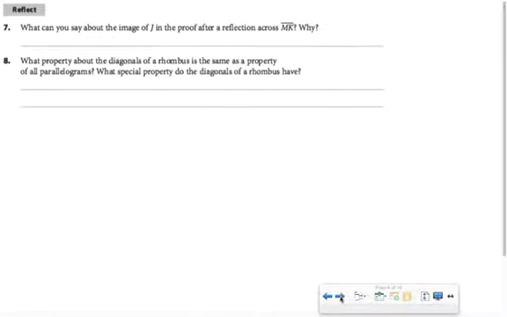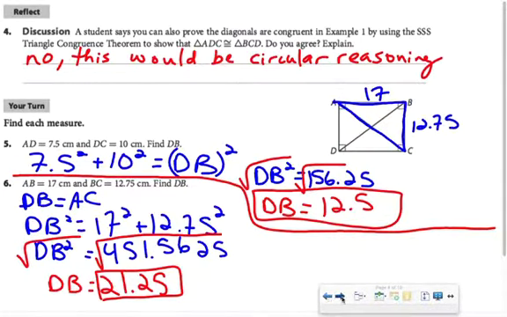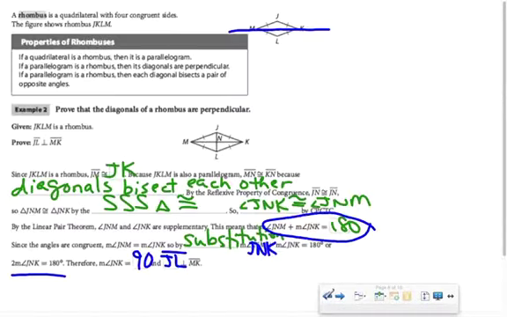What can we say about the image of J in the proof after a reflection across MK? Okay, so in this diagram, if I were to draw the line MK and take J and reflect it over that line, its image would be L. And the reason is that that line is a line of symmetry for this rhombus. So the image of J would be L.